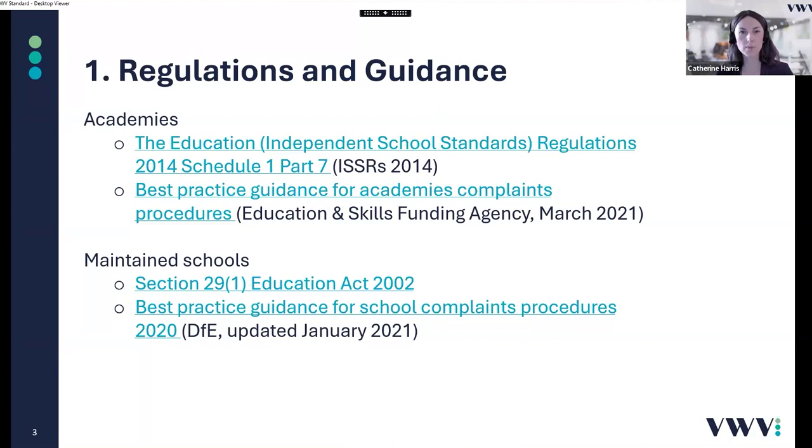As for academies, the Department for Education has best practice guidance on complaints for maintained schools, and that is called the Best Practice Guidance for School Complaints Procedures 2020. It sets out how maintained schools should handle complaints and the requirements of their complaints procedures. Next slide, please.